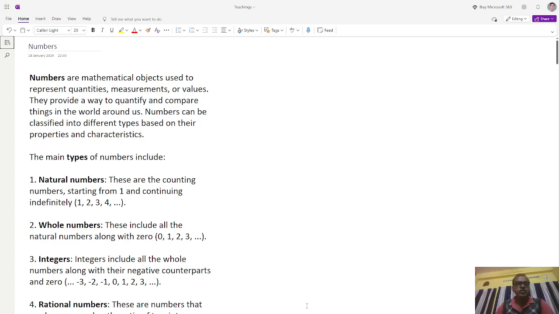Numbers are mathematical objects used to represent quantities, measurements, or values. They provide a way to quantify and compare things in the world around us. Numbers can be classified into different types based on their properties and characteristics.